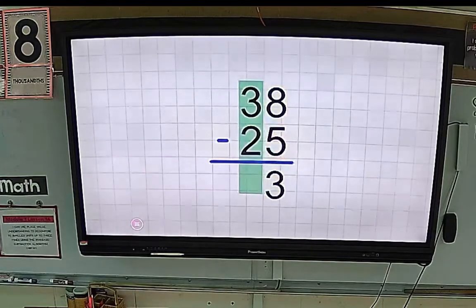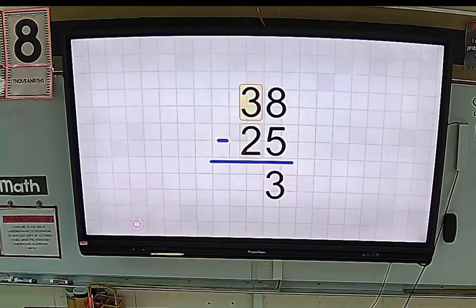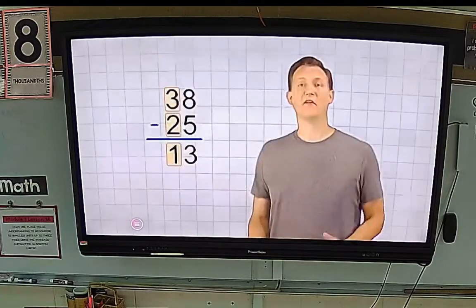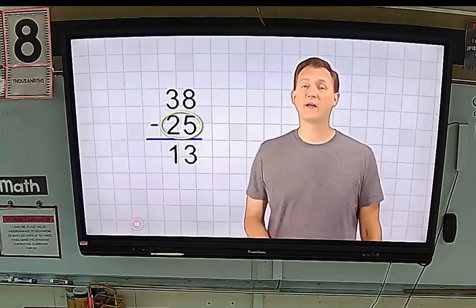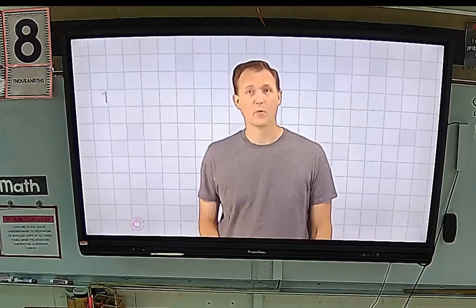Now we move to the next place column to the left, the tens place. There we have 3 minus 2, which is 1. There, we just subtracted 25 from 38 and found out that the difference is 13. Alright, let's see another example.